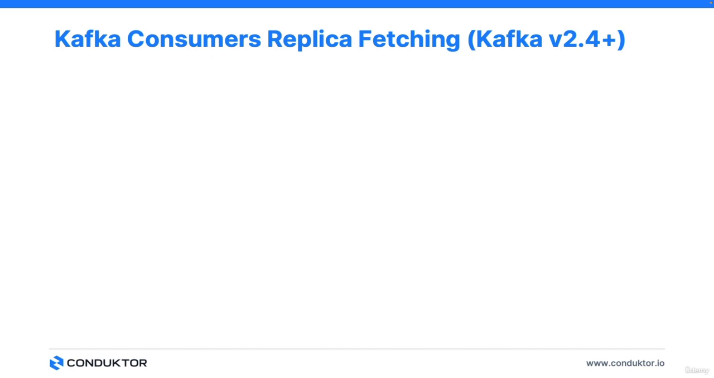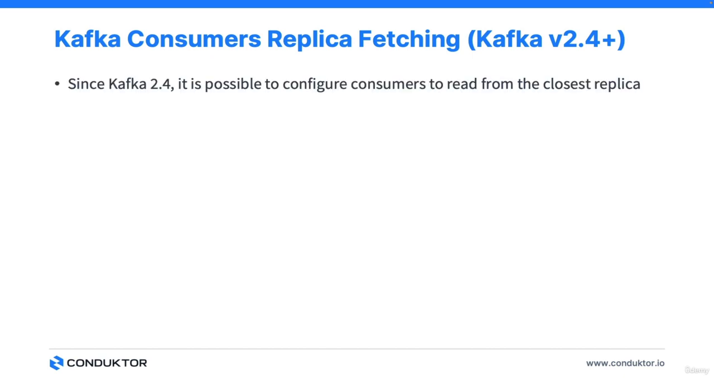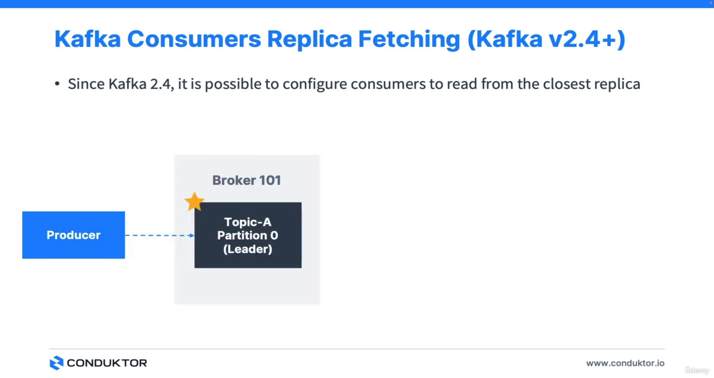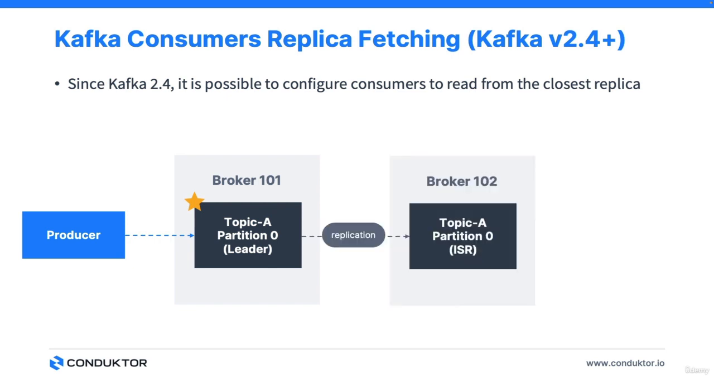So there is a new feature called Kafka Consumer Replica Fetching, which arrived as part of Kafka 2.4, and which allows consumers to read from the closest replica. So we have broker 101, which is the leader of partition 0, receiving data from the producer. It's going to replicate data into the ISR, partition 0 of broker 102. And then it's possible for our consumer to read from the replica itself.